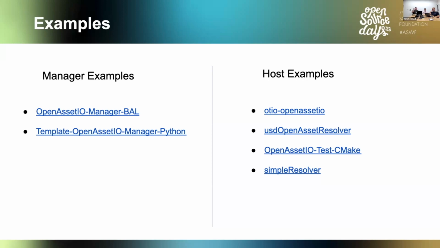I would like to draw your attention specifically to the template OpenAssetIO manager Python there on the left, because I wrote it and I'm super proud of it. Go look at it. But also because, unlike a lot of these other examples, it is explicitly written as a template to start with, so it's all well documented. So if you're going to try and implement a manager, that is a great place to start, and it's quite new. So I thought I would point it out explicitly.